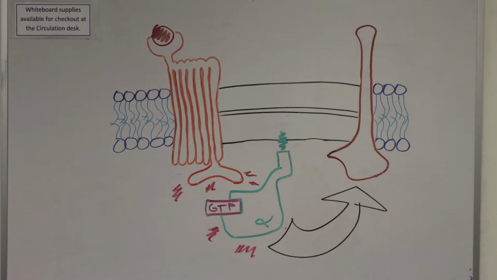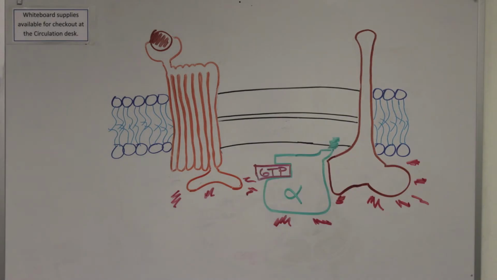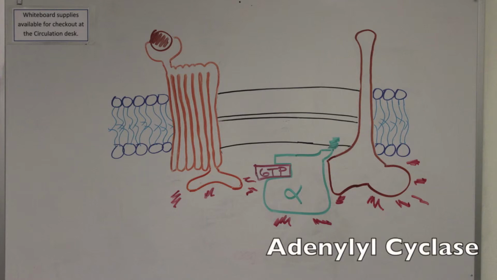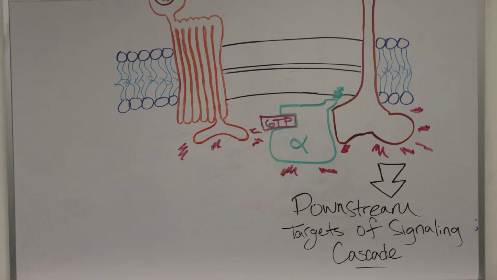This unit can now regulate the activity of target proteins bound in the membrane by conferring a conformational shape change. It is important to note that there are many types of target proteins. However, for the purpose of this demonstration, the target protein known as adenylyl cyclase will be the main focus. The activated adenylyl cyclase relays the signal downstream, initiating a signal cascade.